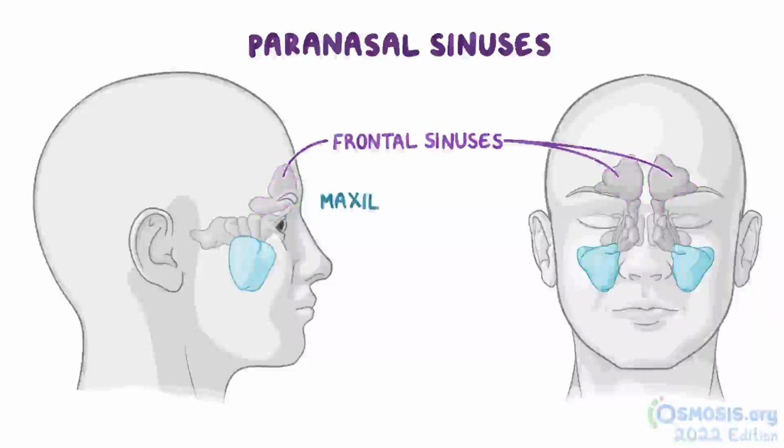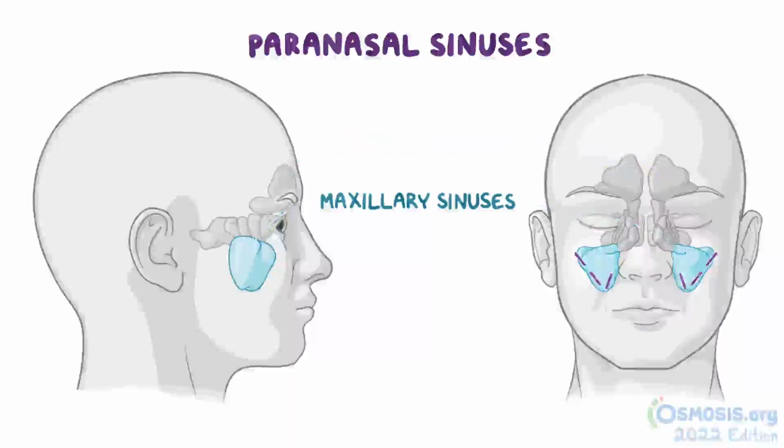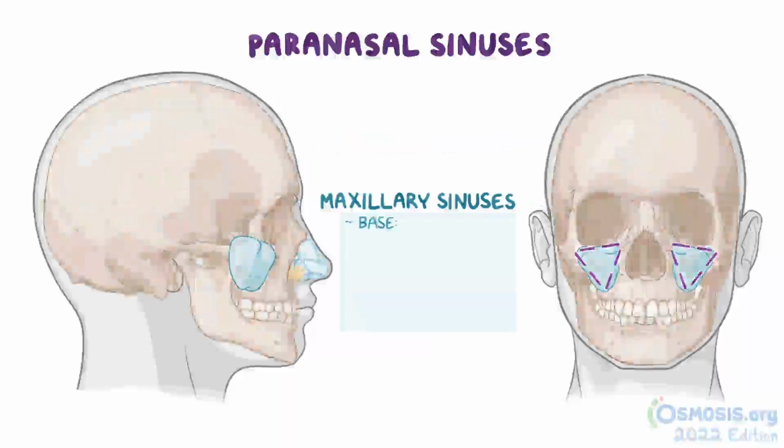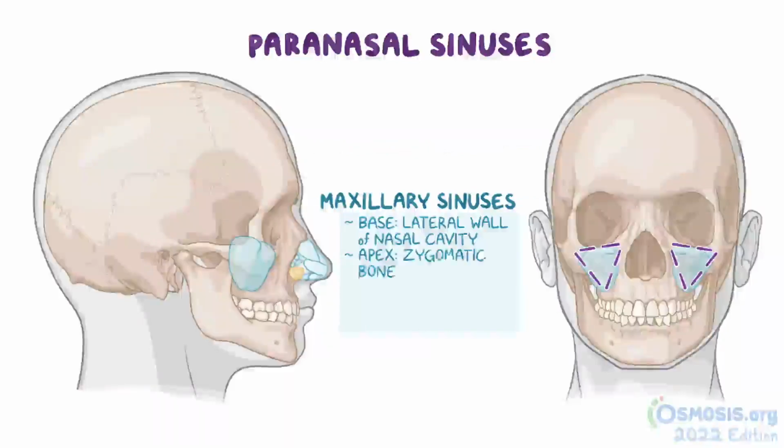Next is the pair of maxillary sinuses, which are the largest and fill the body of the maxillary bone. They're shaped like tilted pyramids, with their base located at the inferior part of the lateral wall of the nasal cavity, and the apex projecting towards the zygomatic bone. The floor of the maxillary sinus is superior to the oral cavity. And finally, the roof of the maxillary sinus shares the same bony structure that forms the floor of the orbit.